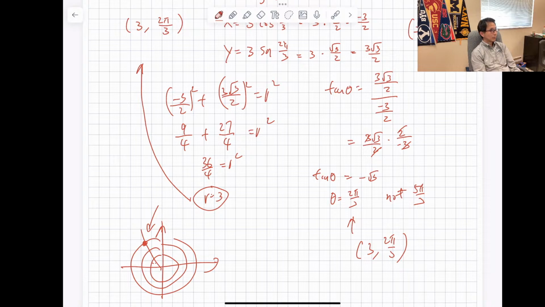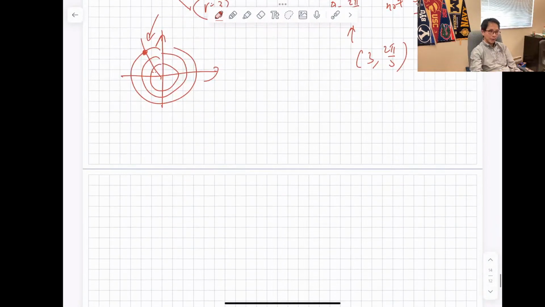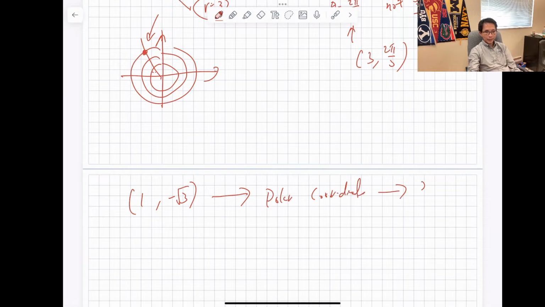Got it? Okay, I want you to convert 1, negative root 3 to polar coordinates, and back to rectangular. But make sure you draw it out first, that way you can assign the angle more appropriately. So this is fairly easy, it's not too hard.